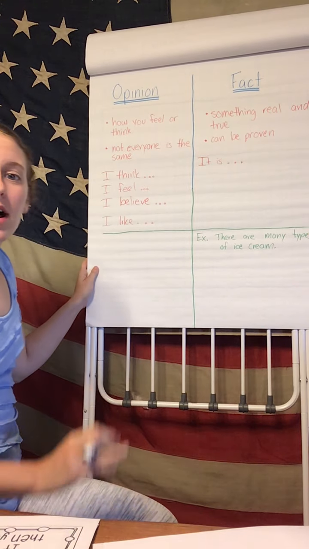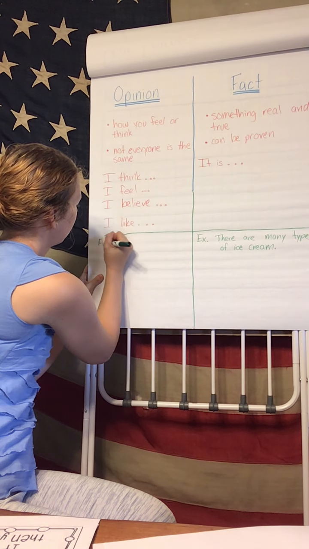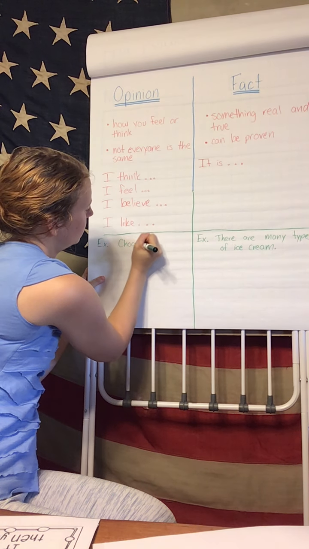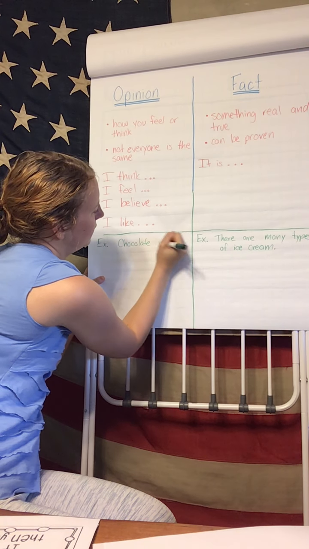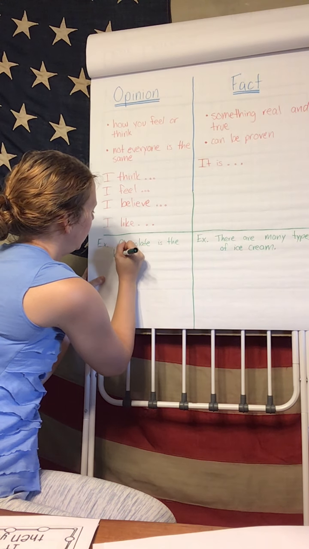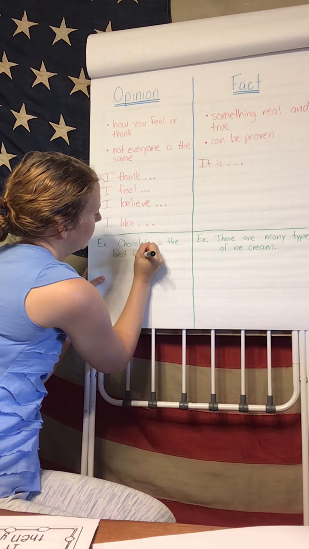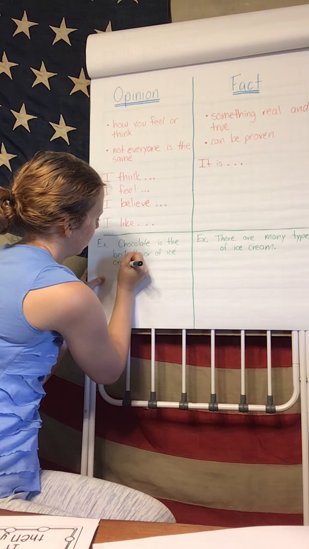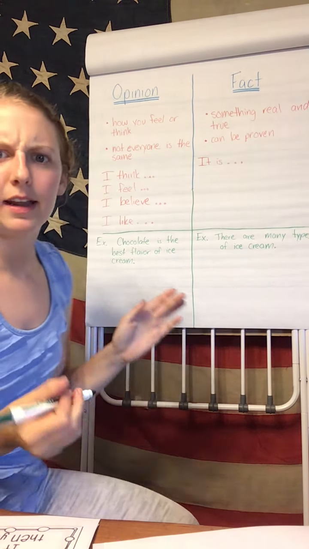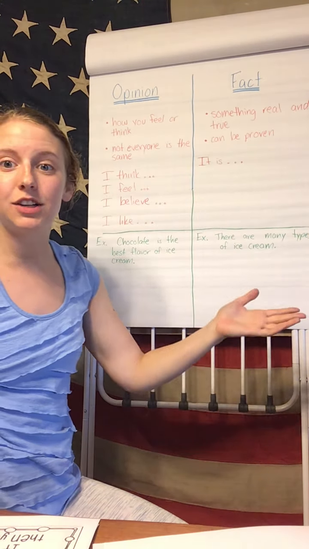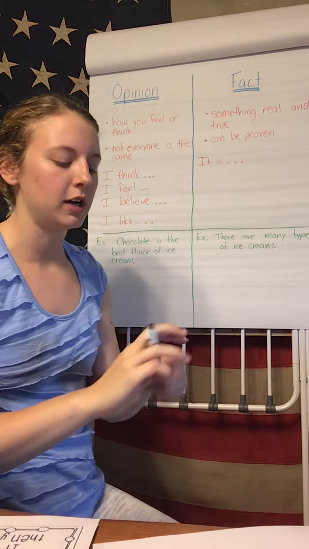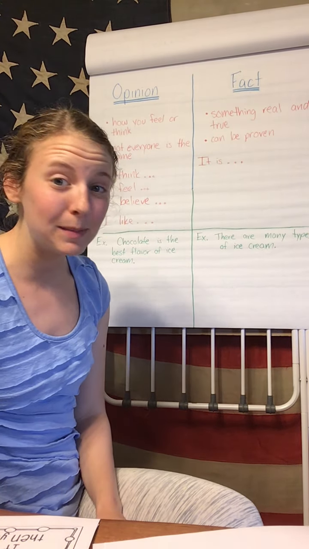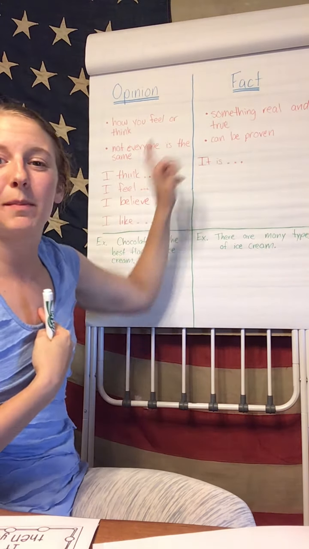Now, an example of an opinion is that chocolate is the best flavor of ice cream. Now you might be saying, no it's not, I love cookies and cream, I love rainbow sherbet. So this is my opinion. That's what I think. Not what everybody else thinks, but what I think. That's what makes it an opinion.